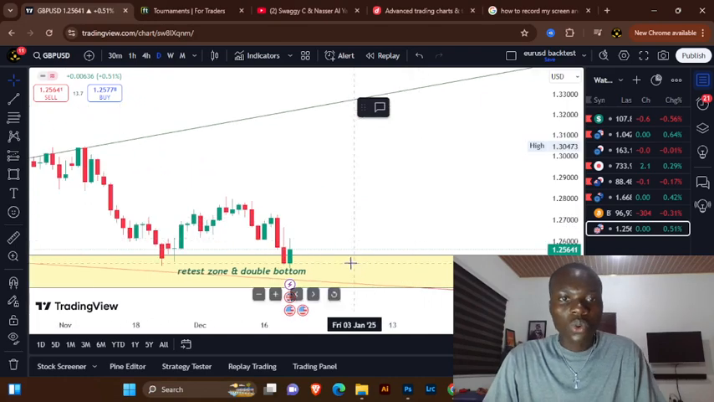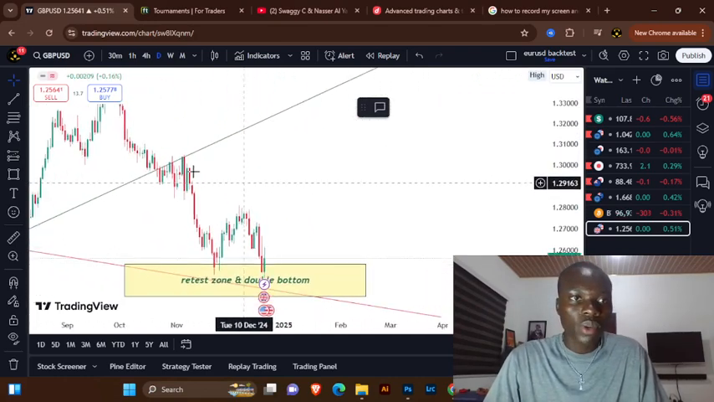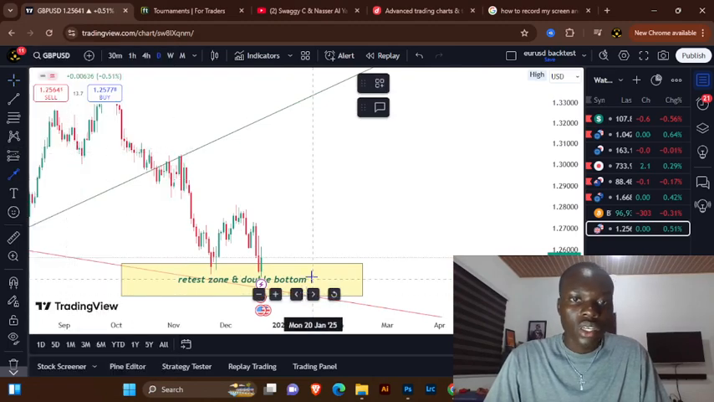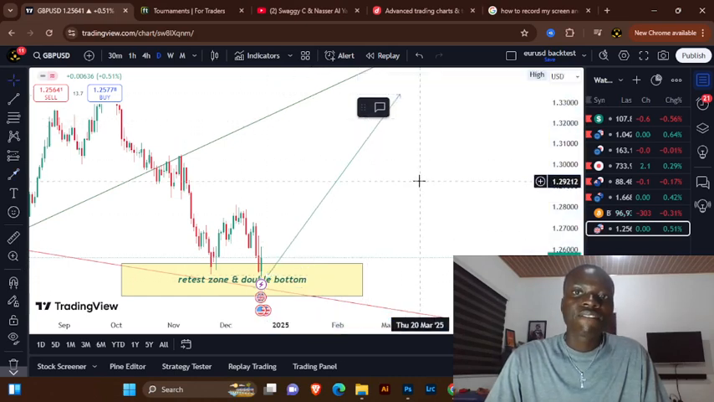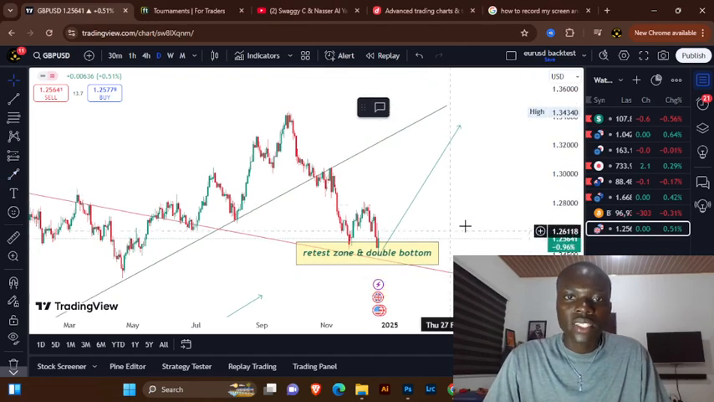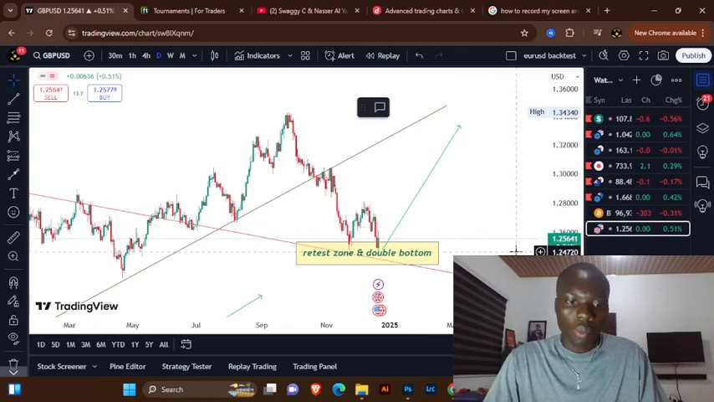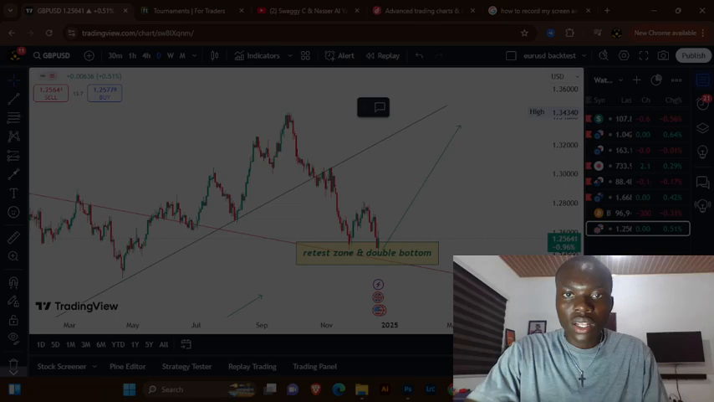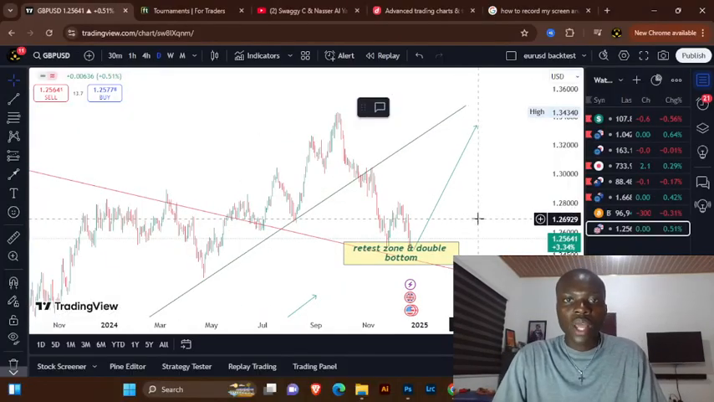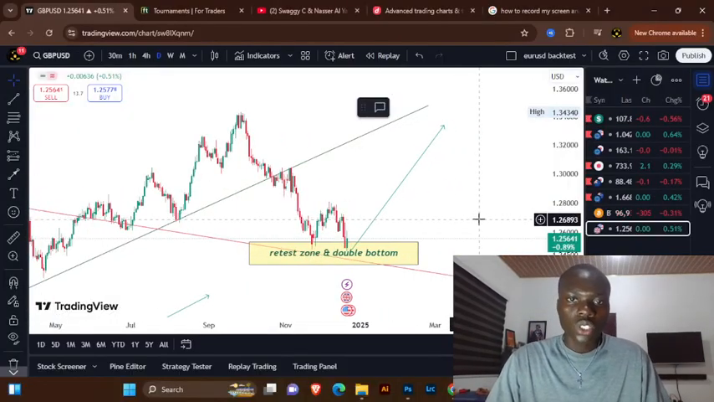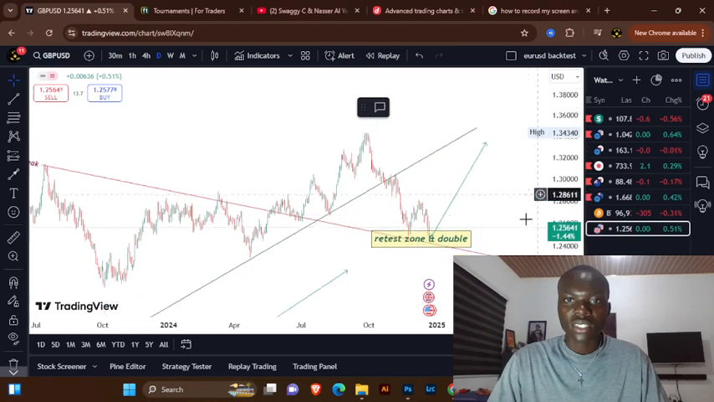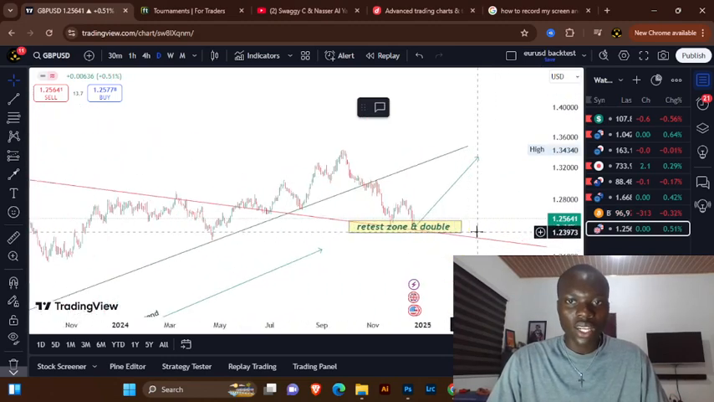So what I'm expecting here is the price of GBP USD to push back up. This is what I'm expecting right here, the market to push back up. So I'm expecting this to happen, screenshot this. I'm expecting this to happen right here on GBP USD. So this is the analysis. There is nothing more, and this is on the daily.